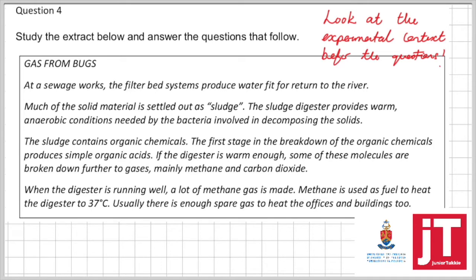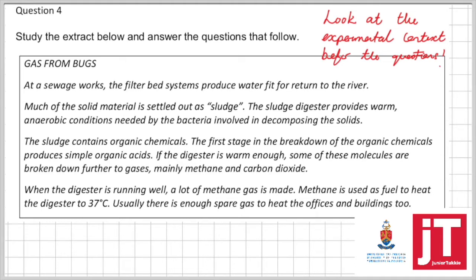Okay, there's a lot of context for us, eh? The sludge digester provides a warm, anaerobic environment needed by bacteria that are involved in the decomposing of these solids. So when we look at that heading again, gas from bugs, what do you think they're referring to there? Right, let's look at the third paragraph.